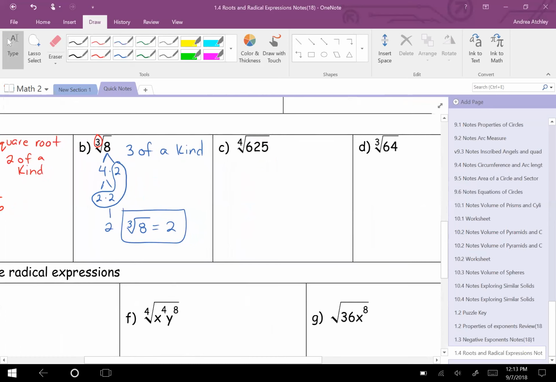Okay. For C, how many of a kind do we need? 4 of a kind. Okay, I want you guys to try that one on your own. Right? You could have 25 times 25 gives me 625, or you could have just divided it by 5. That's probably what I would have done.